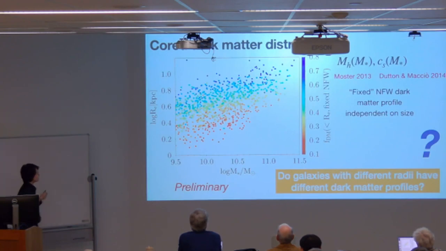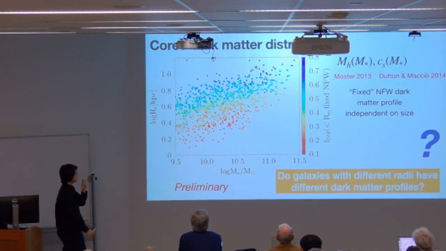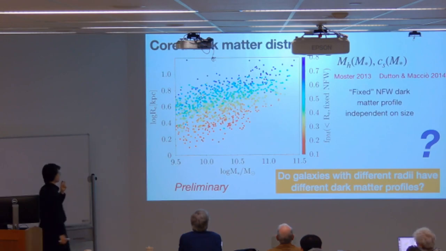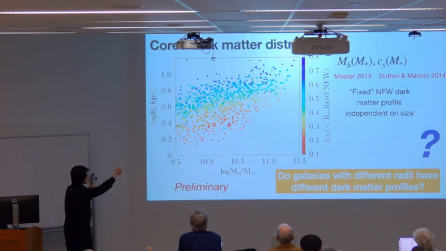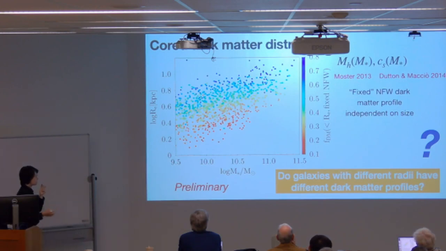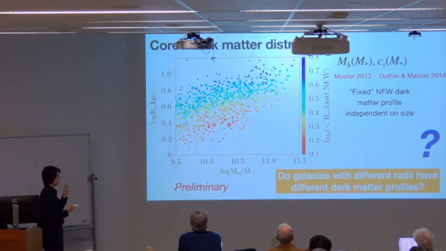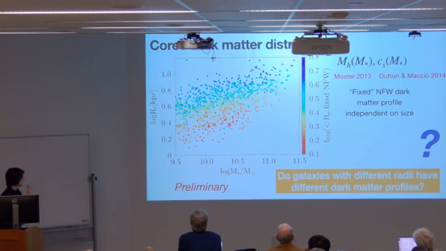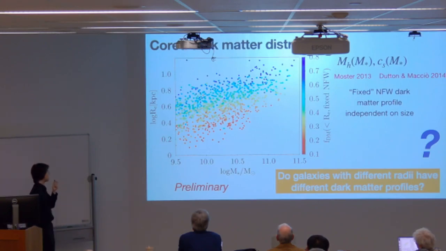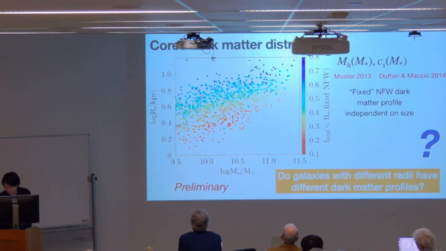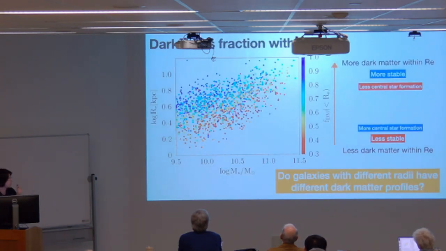Okay, so here we simply adopt the empirical relation of the NFW profile, which depends on stellar mass only. We use the empirical model from Moster 2013 and also Justin and Matthew 2014, in which the halo property depends only on mass and is independent of size. Here is the derived dark matter fraction based on that, and you can see the beautiful color pattern: galaxies with large radii have larger dark matter fraction, which is also expected. I think this is quite similar to what we have seen before.